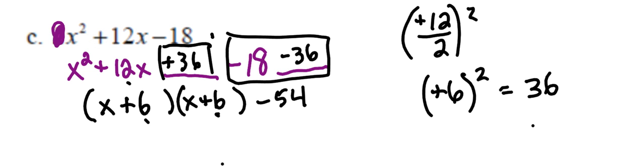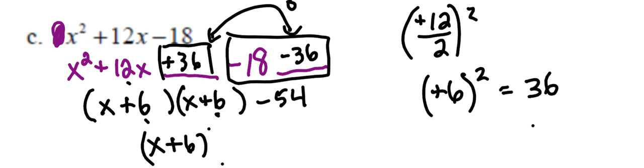Again, these two have to add up to 0. I can't just add 36; I have to subtract 36. It has to come from somewhere. 36 and negative 36 wouldn't change the problem at all. Now I write this as x plus 6 squared minus 54, and we've completed the square on that problem.